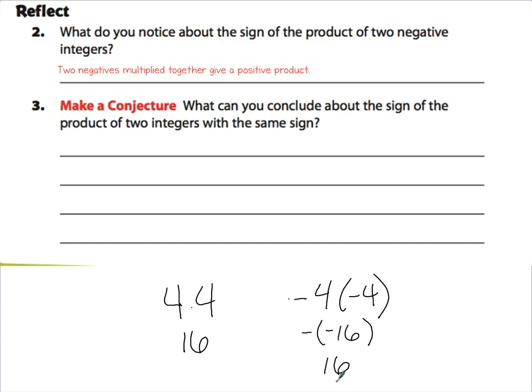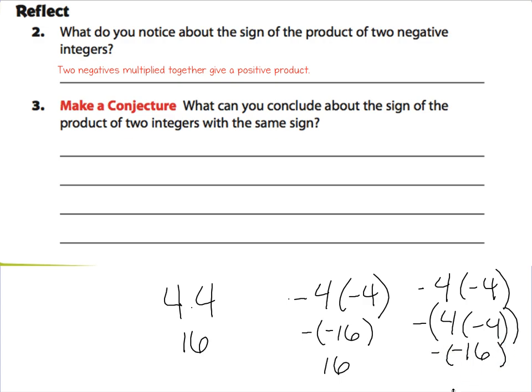All right, I'm going to rewrite it one more way to try and help us out here. So if I have a negative 4 times a negative 4, ignore the sign and do 4 times negative 4, which gives me negative 16. And then I want the opposite of whatever that answer was. So the opposite of negative 16 is positive 16. Right, Giselle? Yep.